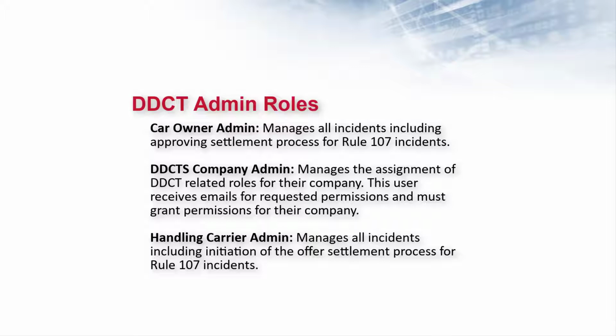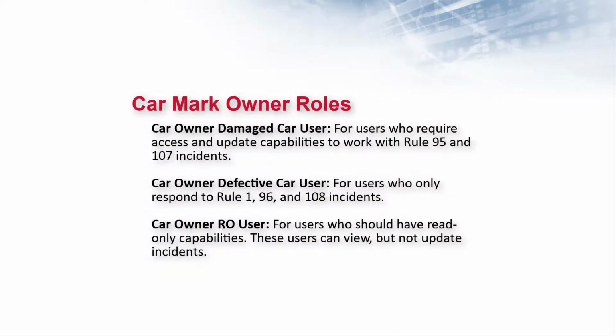The DDCT-S company admin role manages the assignment of DDCT-related roles for their company. This user receives emails for requested permissions and must grant permissions for their company. The handling carrier admin manages all incidents including initiation of the offer settlement process for Rule 107 incidents. If your company is a car mark owner, you need to request one of these permissions. That is, unless you have the car mark owner admin role previously discussed. That role already includes these permissions.